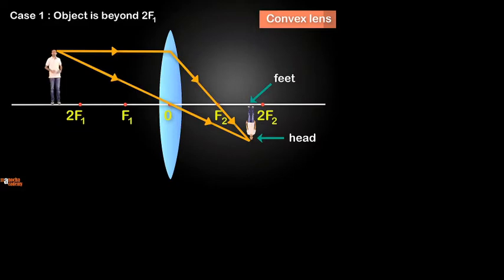So you don't need to draw the light rays for the bottom of the image. Simply extend the top of the image to the principal axis and we get the bottom of the image. So as you can see, we found the position of my image here.